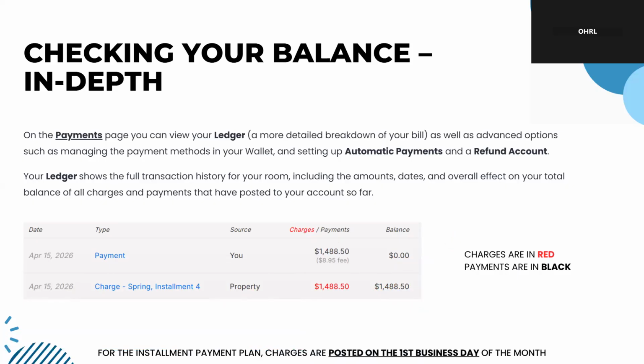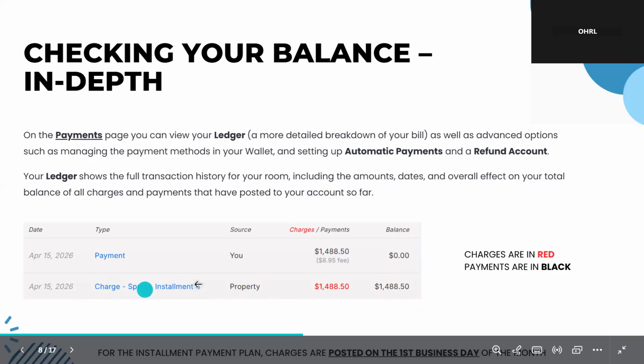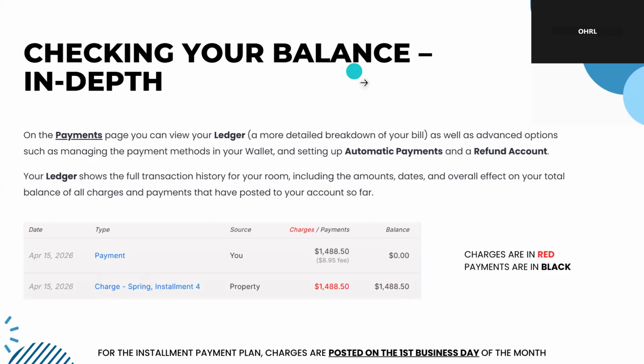One other thing to note here is that for the installment plan, charges are posted on the first business day of the month. We are working to post that first August 15th payment on everybody's account in July, just so you have a little extra time to take a look at your bill and plan everything out accordingly. But let's say if we're looking at this here, this April installment charge would show in April, probably April 1st, or let's say April 2nd. Let's say April 1st was a Saturday or something. That math doesn't work, but ignore that.